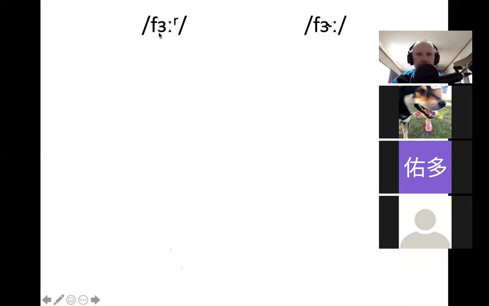Okay, so anyway, the fur. There's the sound, right? That's the sound. This 3, like a backward E, makes it longer, so it's fur, right? And then sometimes in British English, you hear the R, a little R. His fur is nice, but I like his fur.